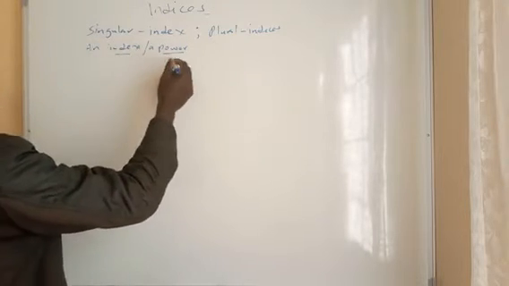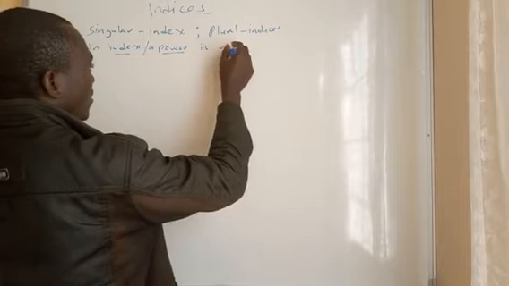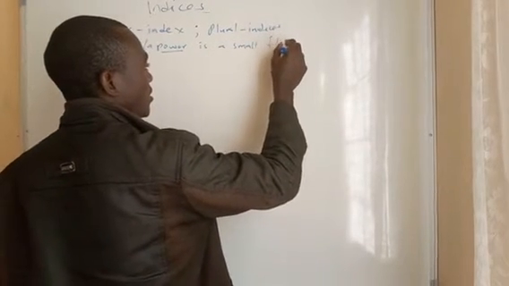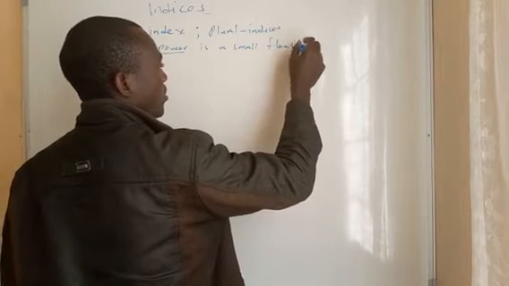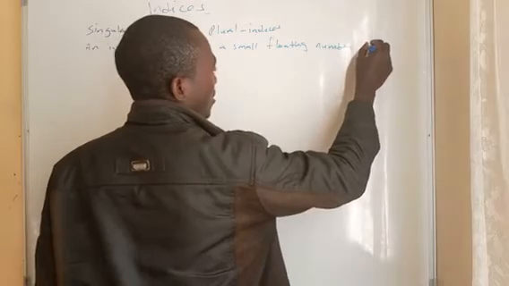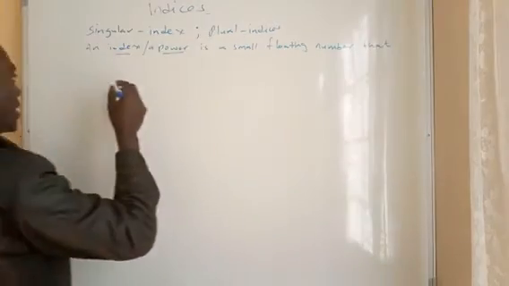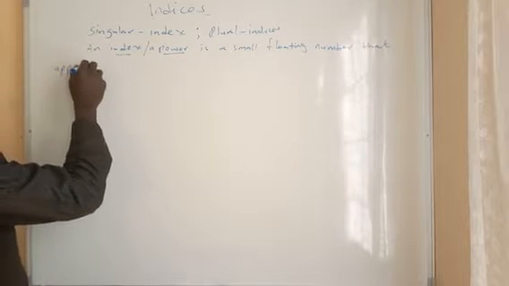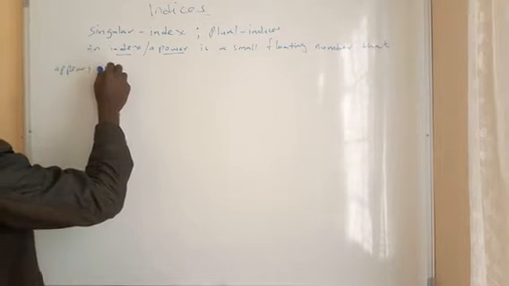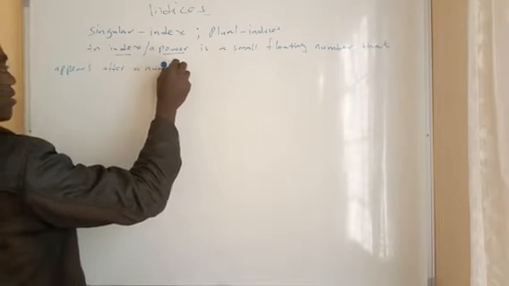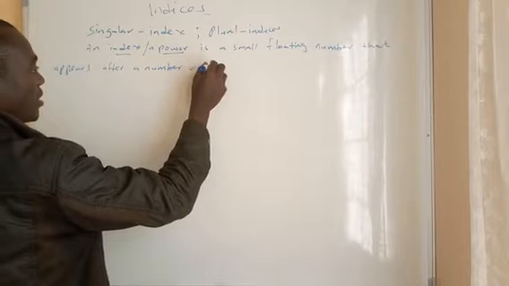An index or a power is a small floating number that appears after a number or a letter.